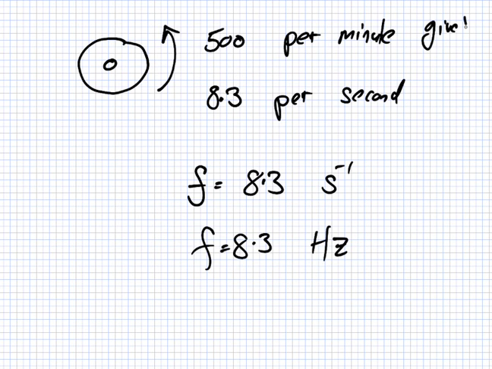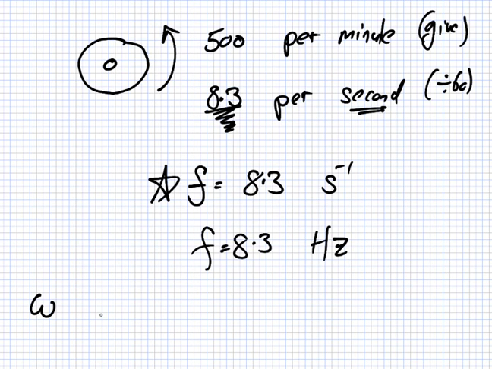This I give you, the 500 per minute. This here I get by dividing by 60 to make it per second. And this is what F is: F is how many per second. Okay. I'm not finished. I want to find omega.